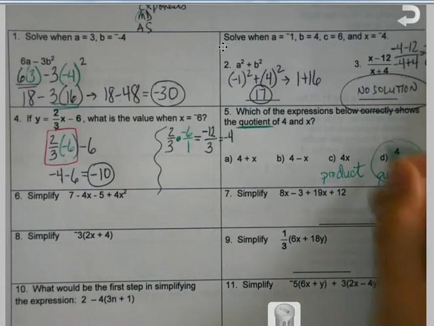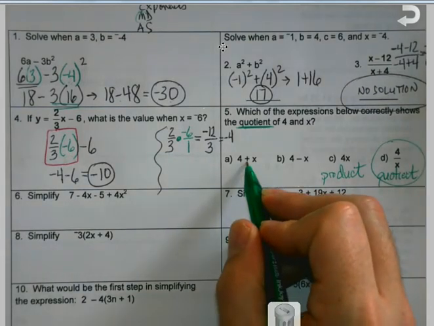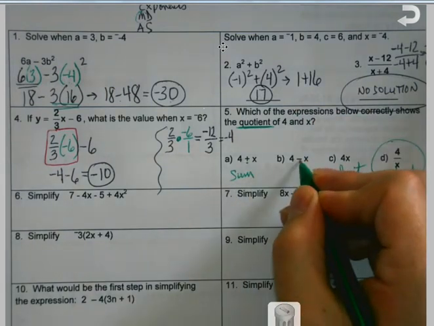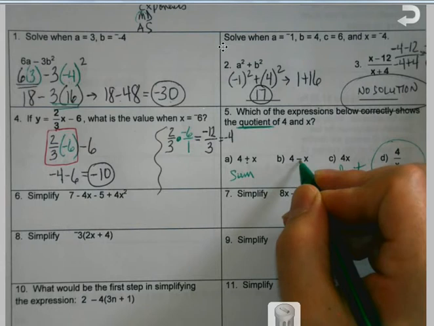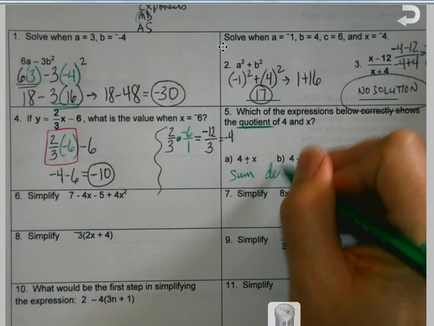Divide is quotient. What's a fancy word for add? That starts with S. Sum. Excellent. Fancy word for subtract that starts with D? Close. Decrease is a good guess. D-I-F... difference, okay?